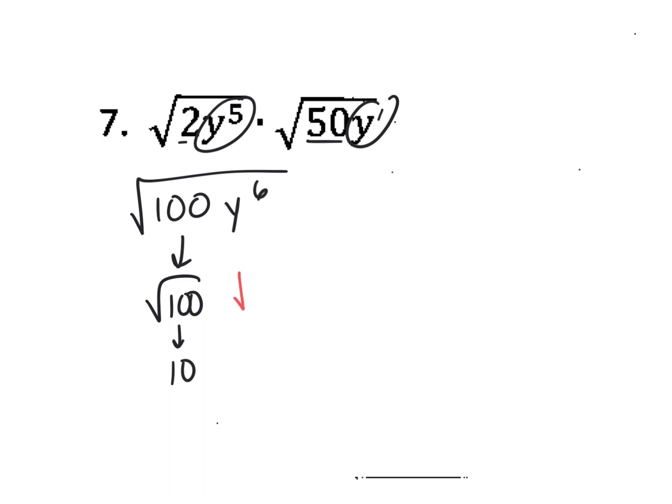Then we're looking at y to the 6th power, so that means I have 6 y's. So I have how many groups of 2? I can circle my groups of 2. I have y to the 3rd power for your final answer.